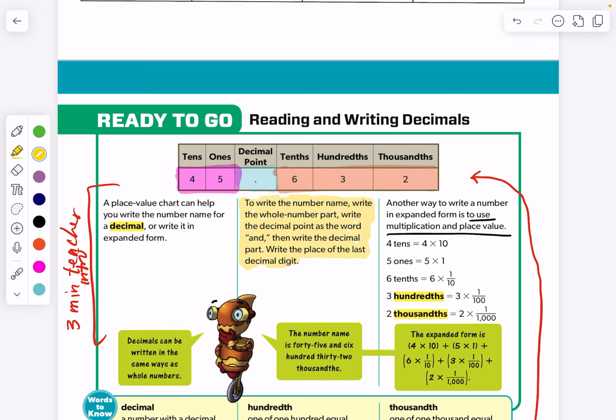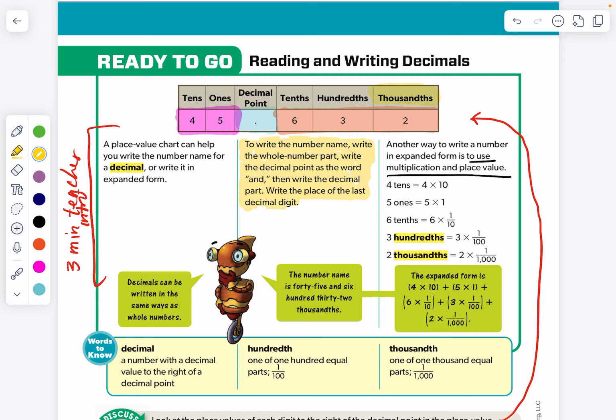And then the last piece is to write the place of the last decimal digit. So because the last digit is 2 and it's in the thousands place, we want to say the word thousands. So this number would be read as 45 and 632 thousandths.